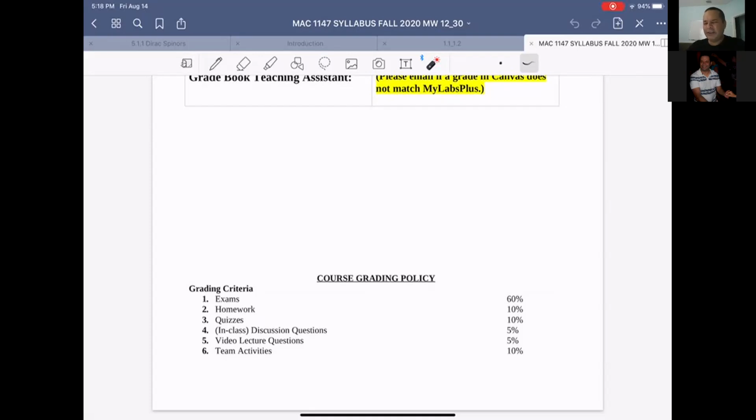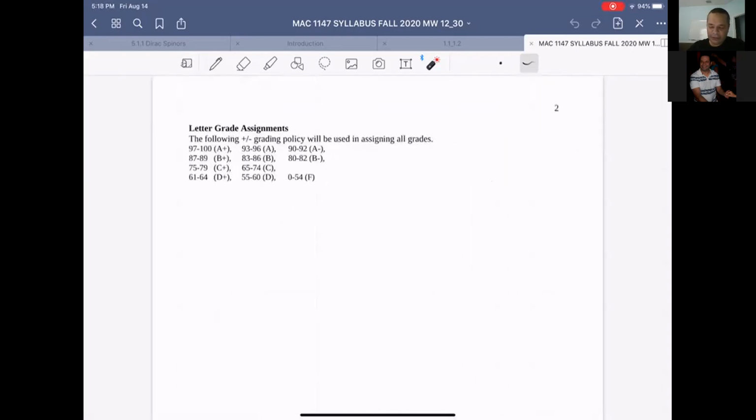And then the team activities: there are going to be 4 team activities throughout the semester. Those will be covered at another time. We'll get more in depth on that later.